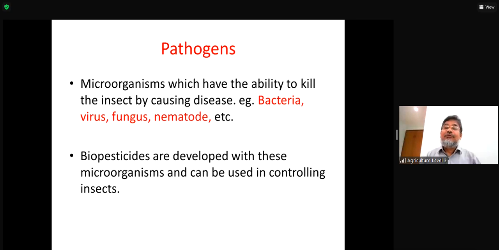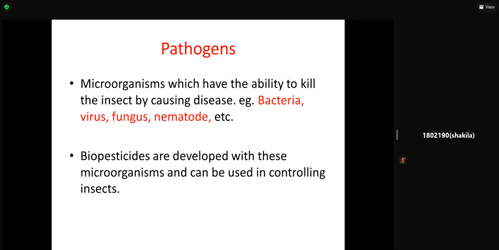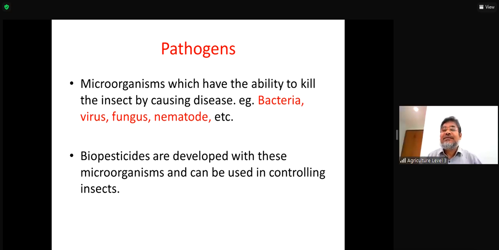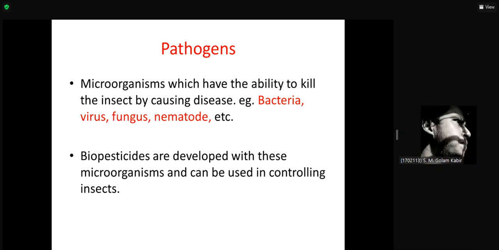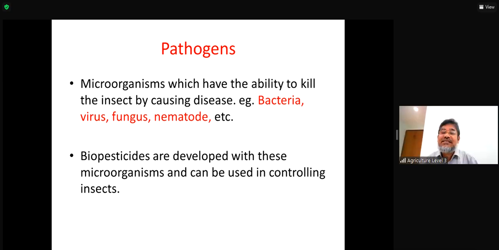In this way, we can apply bacteria artificially. You have heard the name Bacillus thuringiensis. That is a bacterium which can kill many pest insects. So Bacillus thuringiensis can be applied artificially. Viruses can be applied artificially. This is called biopesticides. These biopesticides are getting familiar nowadays. They are microorganisms living in nature. We can artificially multiply them, and we can apply them in the field for controlling many pest insects.